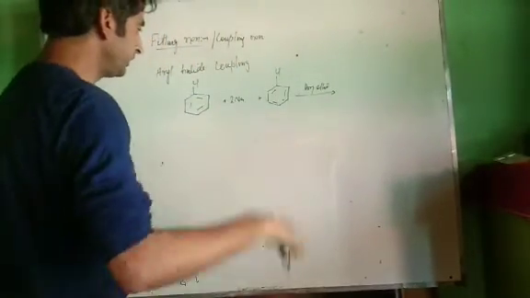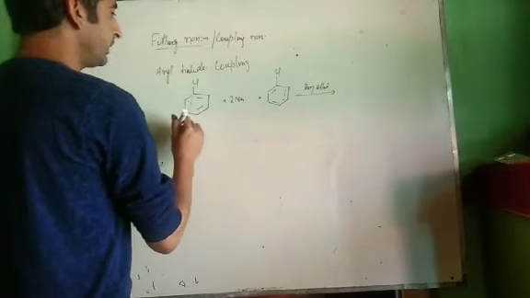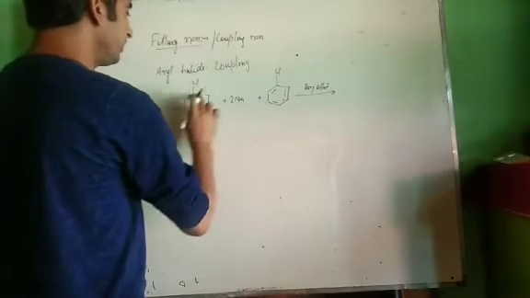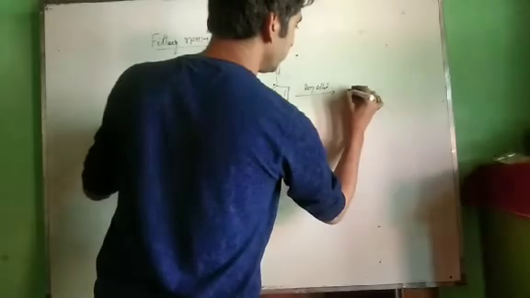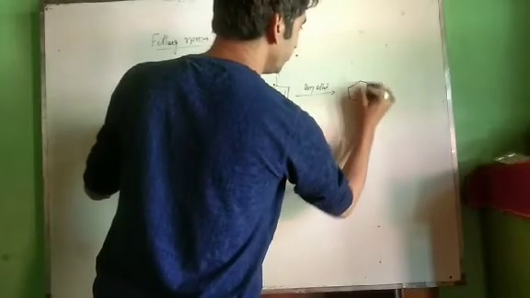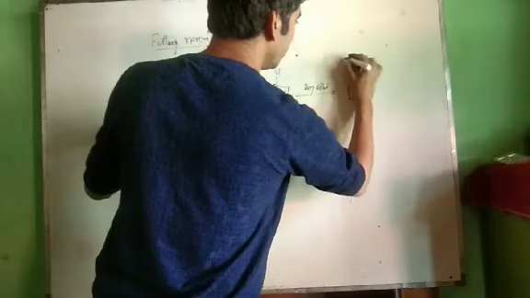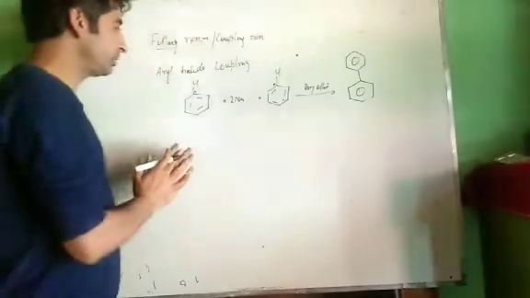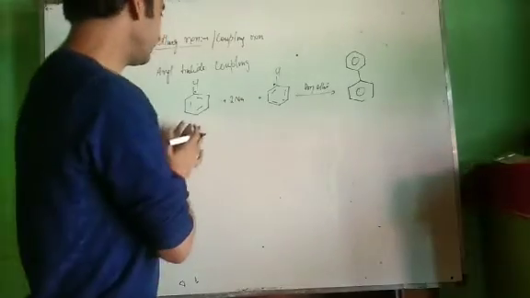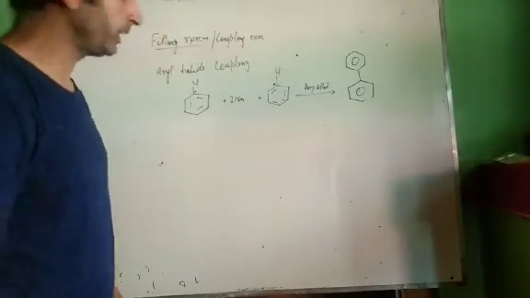Now what happens in this case? Two molecules of aryl halide couple. A bond is formed between this carbon and this carbon, so we can have this type of product. When coupling occurs between two alkyl halides, it's the Wurtz reaction. When between two aryl halides, it's the Fittig reaction.